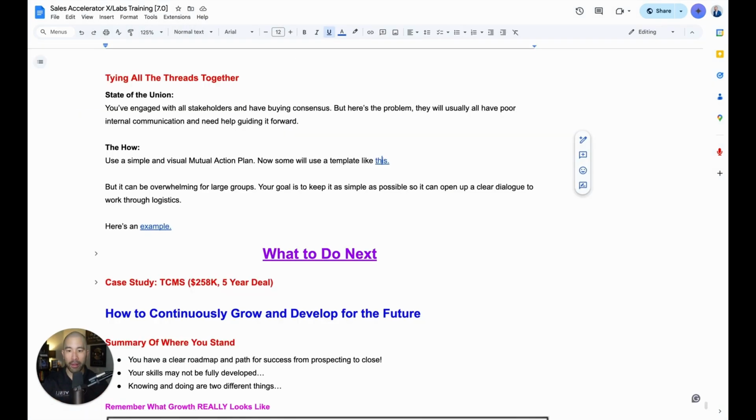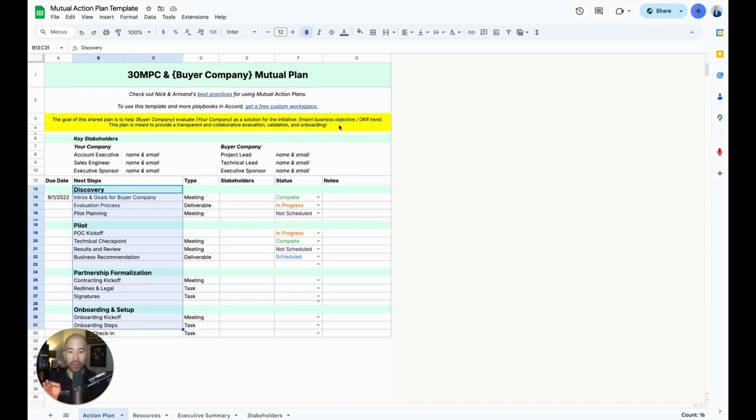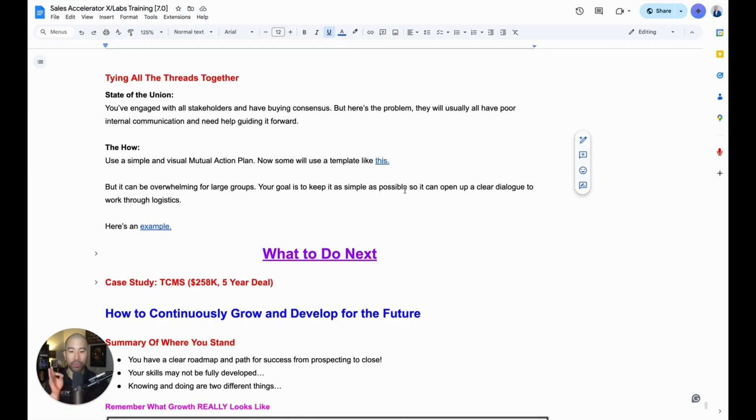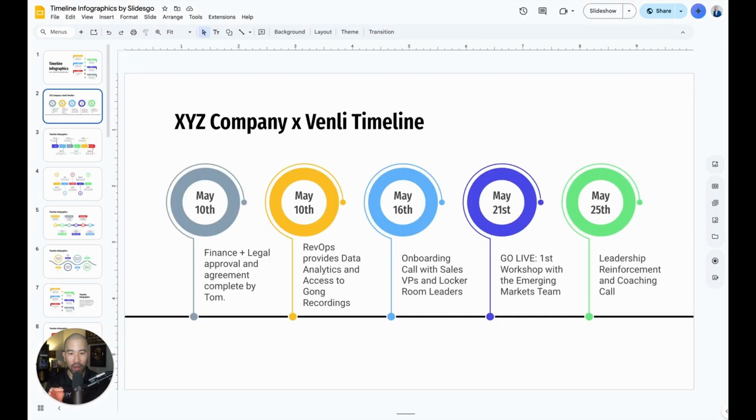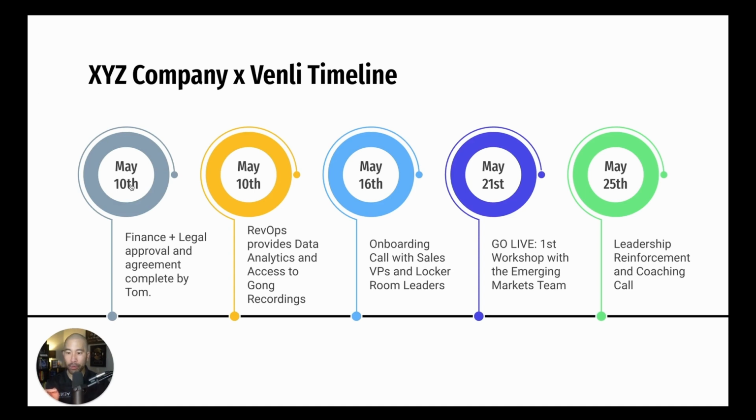And I found using something very simple works best. Now, I used to have to create my own, but I'm going to show you a very simple example, right? By the way, if you're in a large group meeting, like a Zoom call or a live meeting, this can be overwhelming. So the simpler, the better, because this helps open up the dialogue for just clear logistics. Okay, so a really simple example is one kind of like this. Let me make it a little bigger so you can see it. You can see how simple and visual this is.